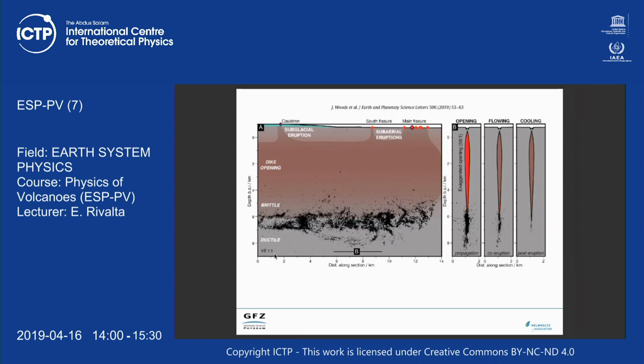Why exactly there and not in the rest? This is during the time of intrusion. So basically you consider what tectonics we have: we have extension. And then you have an upper crust, let's say 6 kilometers, that is brittle. And then below is ductile.